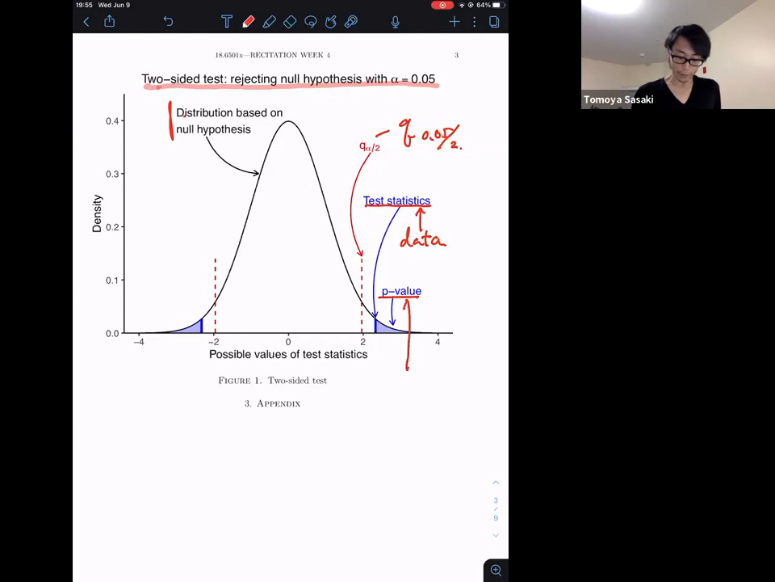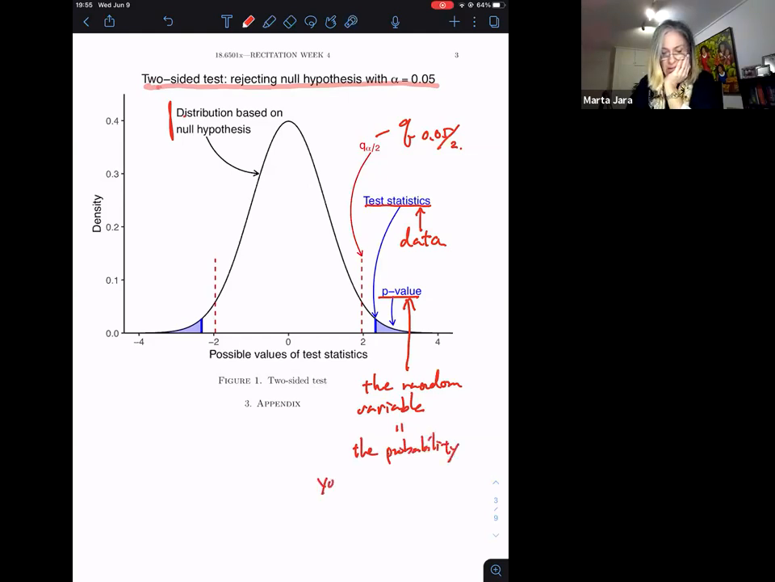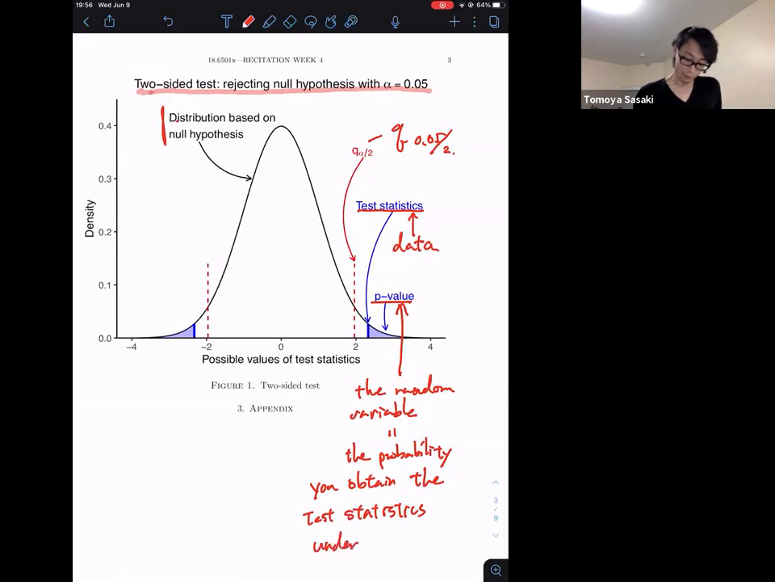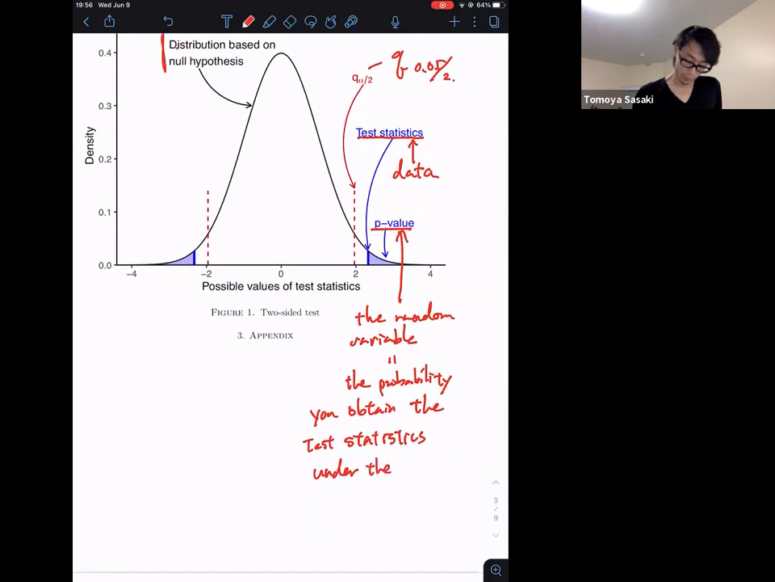that is a p-value. The p-value is a random variable actually, but this is also the probability that you obtain the test statistics under the assumption that the null is true. So this is a definition of p-value.